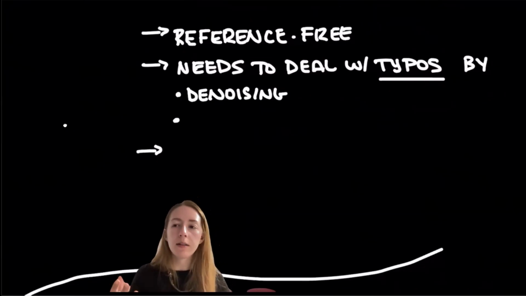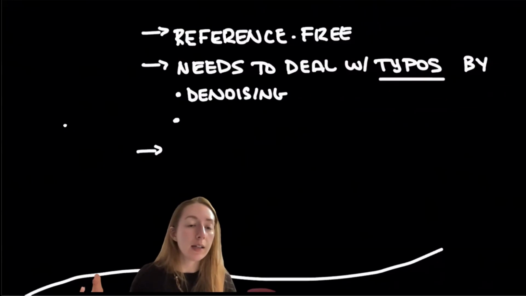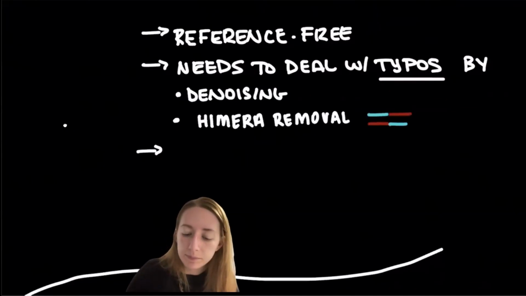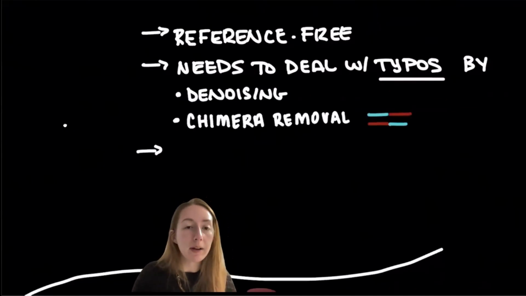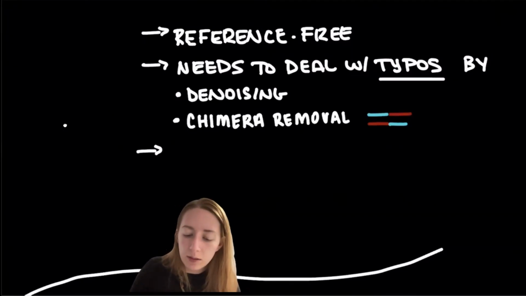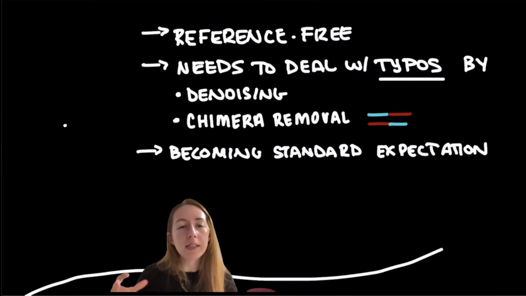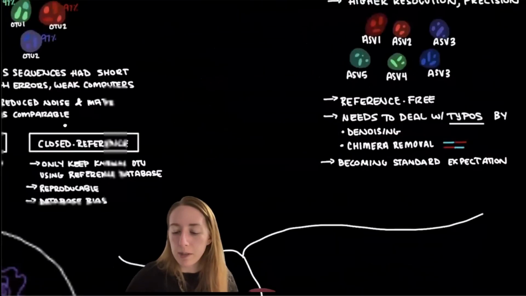And one technique that it uses out of a couple is, for example, if it finds something that's very rare, maybe that just happened once, it might discard that and not consider it an ASV. And then it also removes chimeras, which are kind of accidental combinations of amplicons during PCR. I do want to highlight that this is now becoming the standard expectation in microbiome research, just so you guys know.